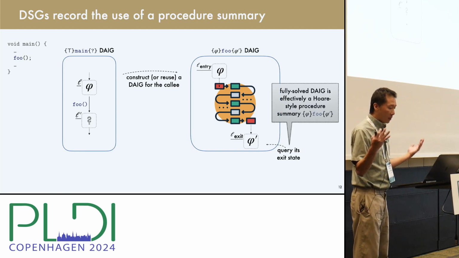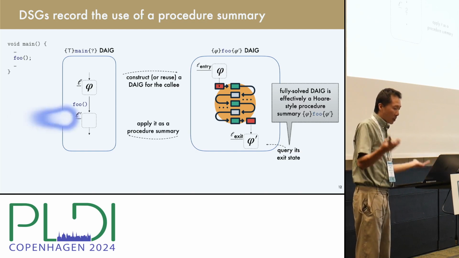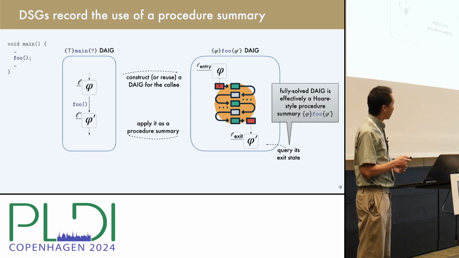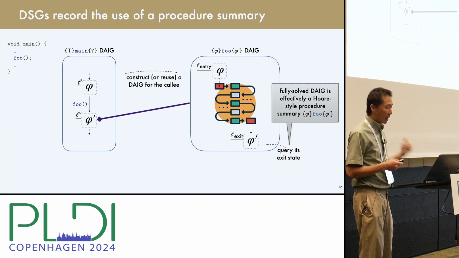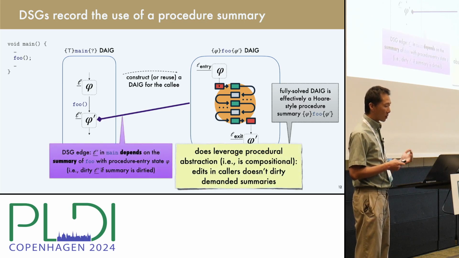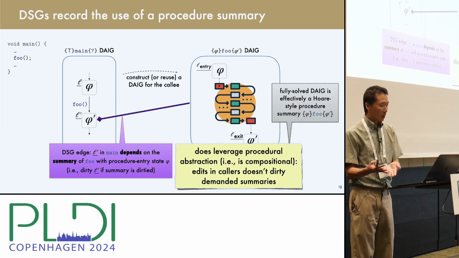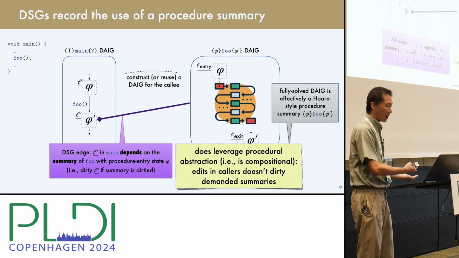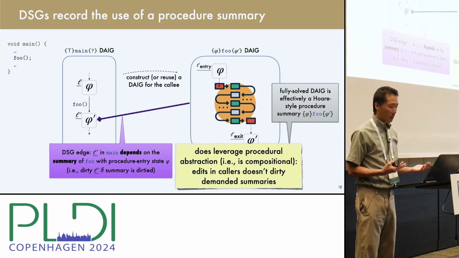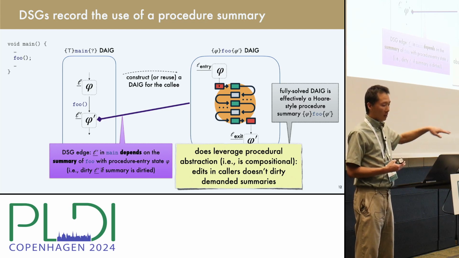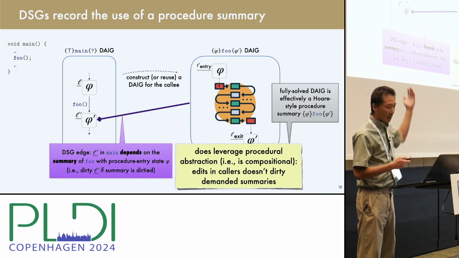And then this fully solved DAG is effectively a Hoare-style procedure summary, very classical, and we're used to that, that we can just apply back and say, well, the state at L prime is phi prime. But importantly, when we do that application, we record that dependency. So this DSG edge that we introduce in purple here says that L prime in main depends on the summary of foo with its procedure entry state phi. And then we would dirty L prime if this particular summary is ever dirtied. Now we do leverage procedural abstraction. It's compositional, and edits in the callers will never affect any of these further demanded summaries. There is no edge from, for example, the call site.